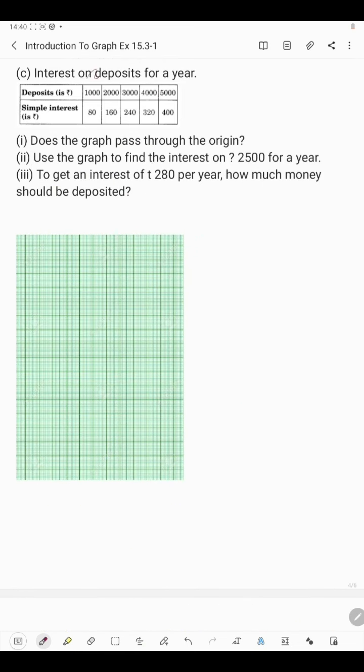Now in part C we have interest on deposit for a year. Deposited money is given in rupees and simple interest on this money is given. Means if you deposit 100 rupees, you will get interest as 80 rupees. If you deposit 200, you will get interest as 160 rupees. On 3000 rupees, you will get 240 as interest. On 4000 rupees, you will get interest as 320. And on 5000 rupees, you will get interest as 400. Okay. So we will have to draw the graph.